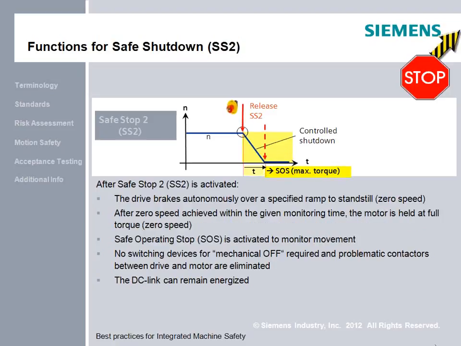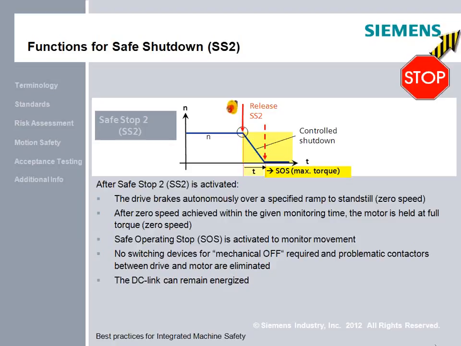Safe stop 2 is exactly as we described earlier. Bring the axis or servo motor, in this case, to a stop, but retain control for full torque, full standstill. Now we monitor the machine for movement, and if the redundant control reliable safety system sees any movement, then it will react accordingly.